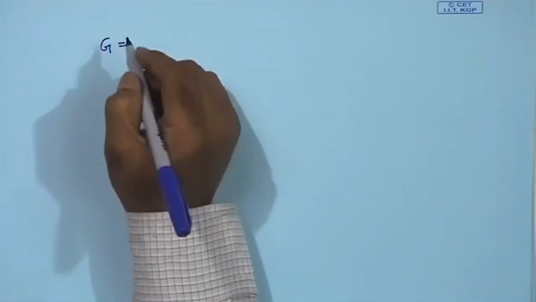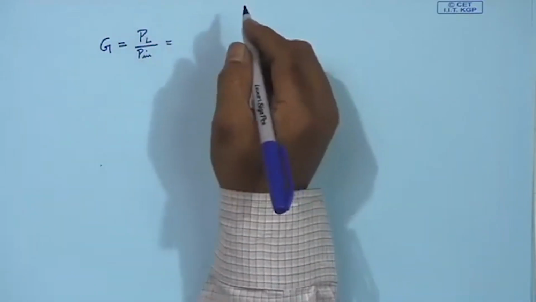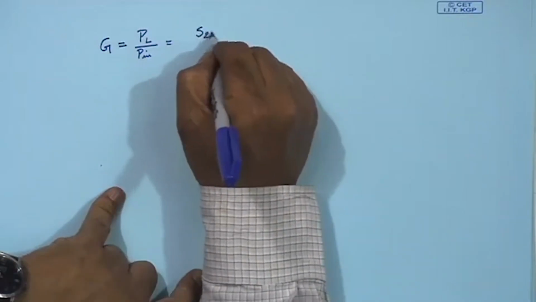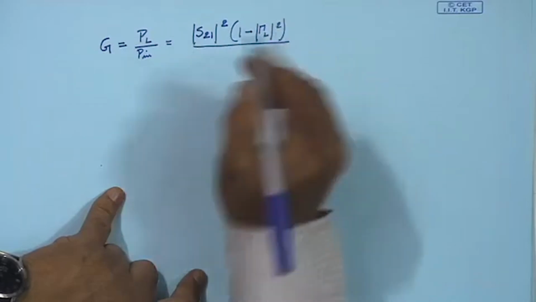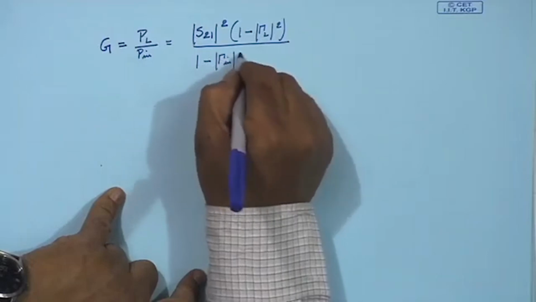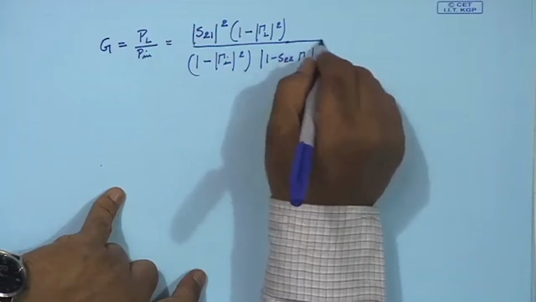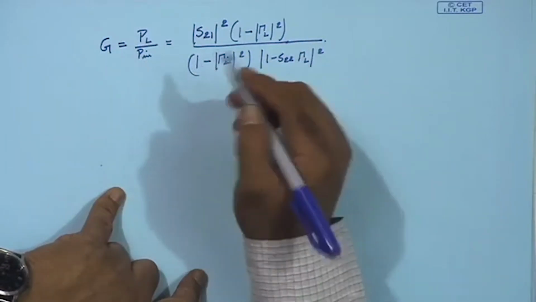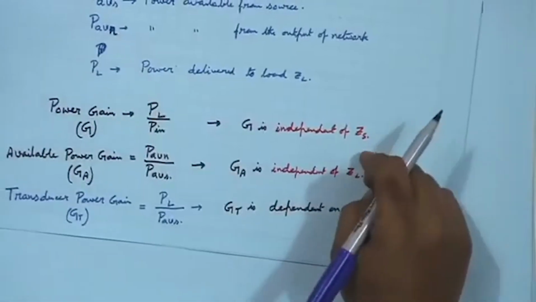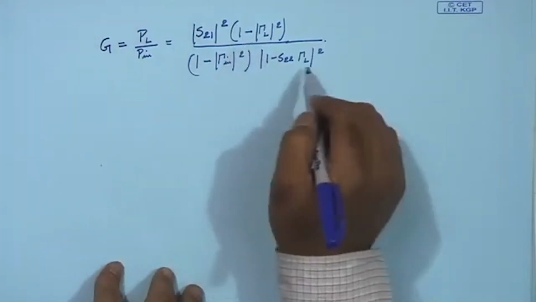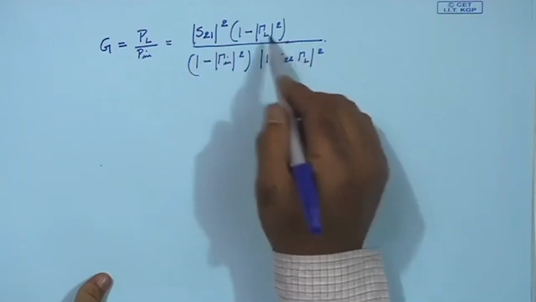So G, we know that G is equal to PL by P in, and if we put those expressions that we derived, then we can write it as S21 square, 1 minus gamma L square, by 1 minus gamma in square, 1 minus S22 gamma L square. So you see that the power gain depends on the load, as we already said that it is independent of the source. That's why you see the source reflection coefficient gamma S doesn't come here. It is S parameter of the active device and various load conditions.